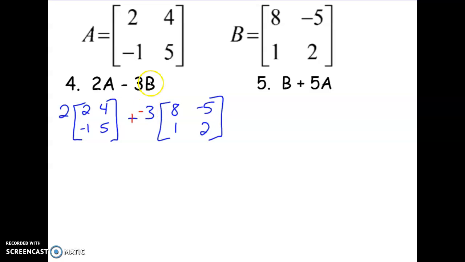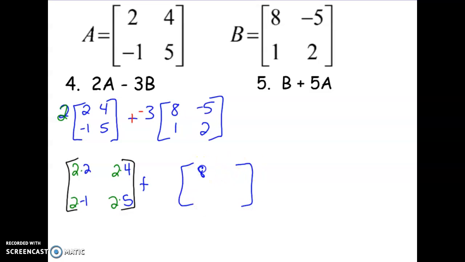All right, so we're going to take this 2 here and put it through our matrix. So our new matrix, just the first one here, I'm going to take 2 times each element. We're going to keep all the elements separate though. We're not going to add them or multiply them. We're going to still have 4 separate elements. Okay, over here I'm going to take each of my elements times negative 3. So it's going to be negative 3 times 8 and negative 3 times negative 5, negative 3 times 1, and negative 3 times 2.